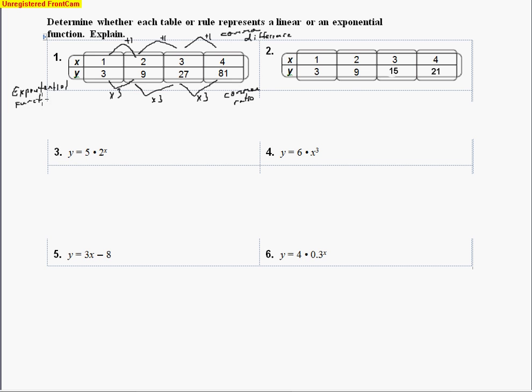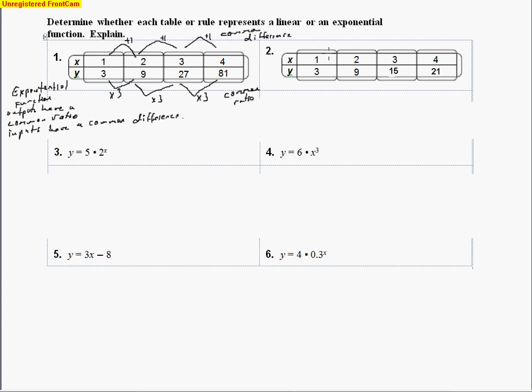And again, the reason is that the y values, or the dependent variable, or the outputs, I'll say in this case, outputs have a common ratio, and the inputs have a common difference. So that would be our reasoning in this case here.